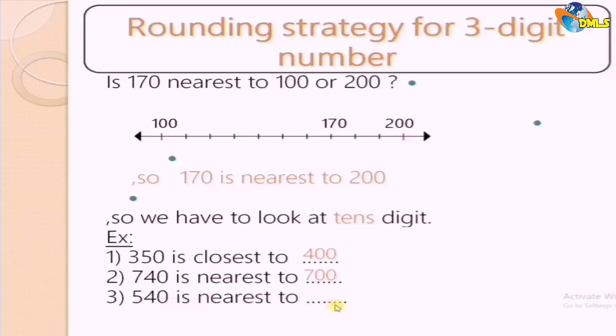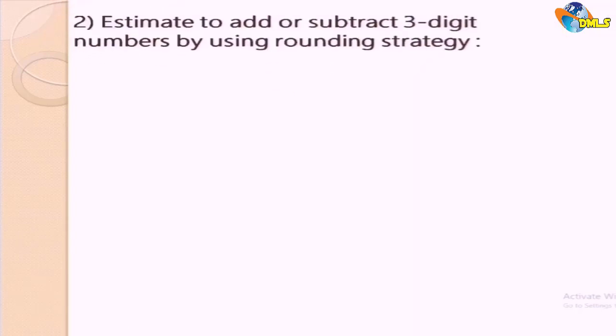540 is nearest to... Here I have a 3-digit number and I want to use the rounding strategy, so I will look at the tens digit. Here the tens digit is 4, so of course I will round down. So 540 will be 500. But how can I use the rounding strategy to add or subtract 3-digit numbers?